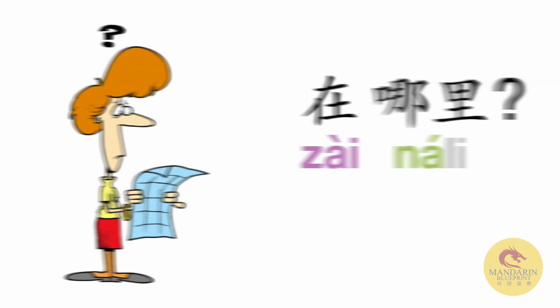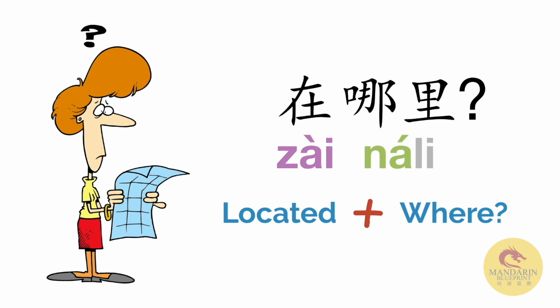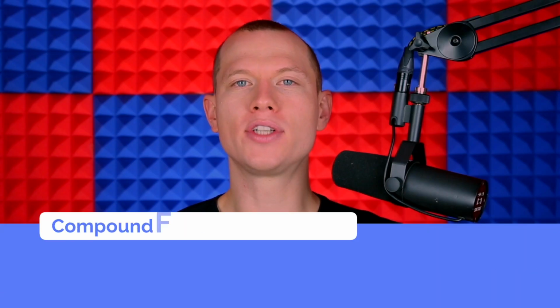So before you want to say where something is, you want to say the word where. Where in Chinese is actually 哪里 with a second tone. But we would usually say 在哪里, which would literally mean located where. So you could think of this as the full way of saying where. 在哪里, located where.